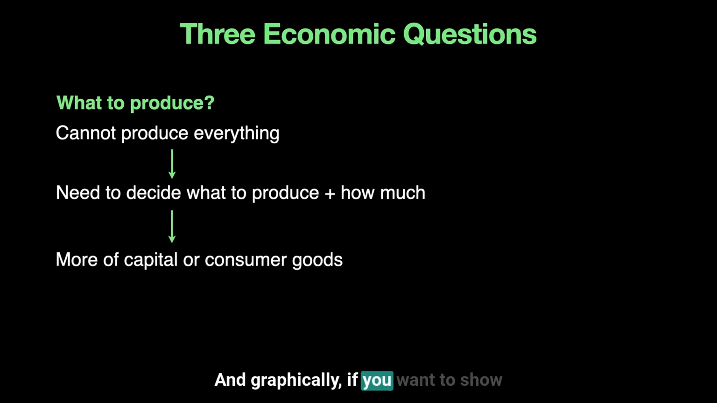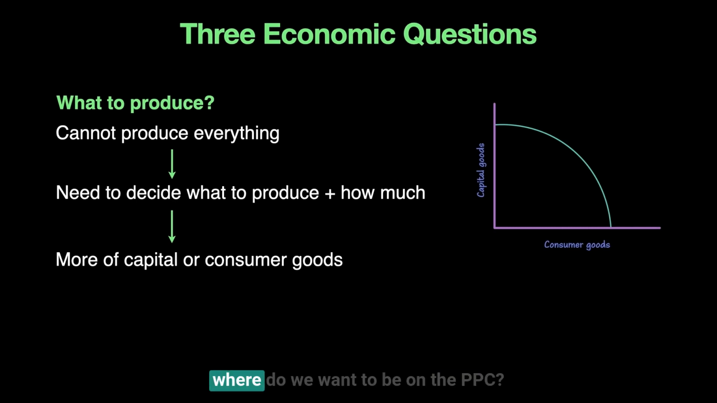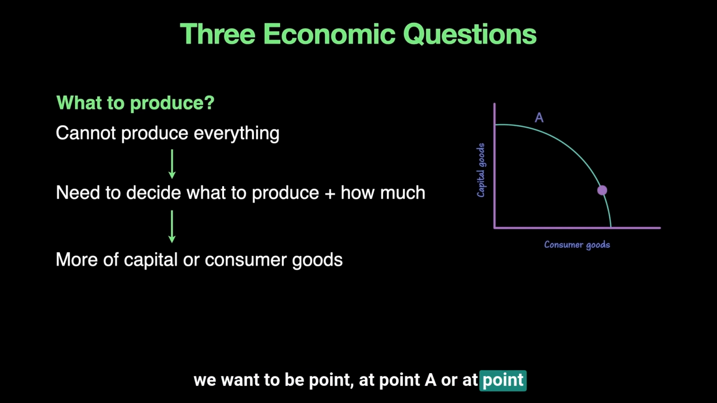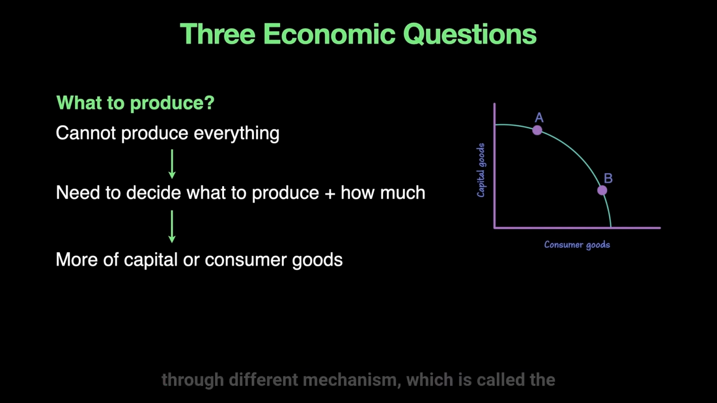And graphically, if we want to show this concept, that would mean where do we want to be on the PPC? Do we want to produce more of capital goods or consumer goods? So in terms of PPC, we are deciding whether we want to be at point A or at point B, and that will be basically decided by the government if it's a command economy, or through a different mechanism called the market force of demand and supply in a free market economy, something which we'll talk about later.